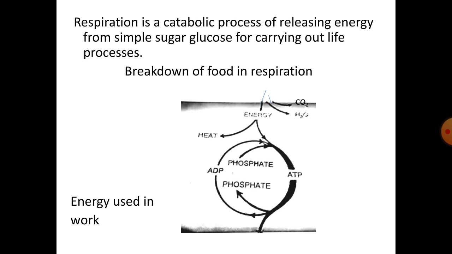Next important characteristic is that each breakdown step is due to some particular enzymes. And the third characteristic is that ADP is converted to ATP, where ATP means adenosine triphosphate. The energy liberated in the breakdown of the glucose molecule is not in the form of heat, but a large amount of energy is converted into ATP. So, these are the three important characteristics of respiration.